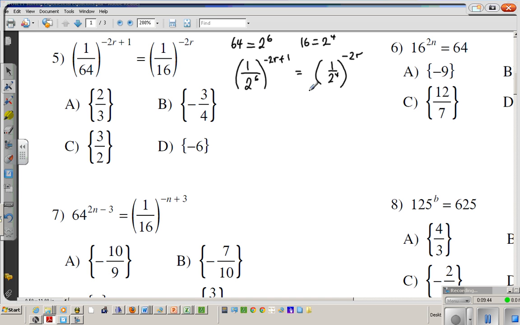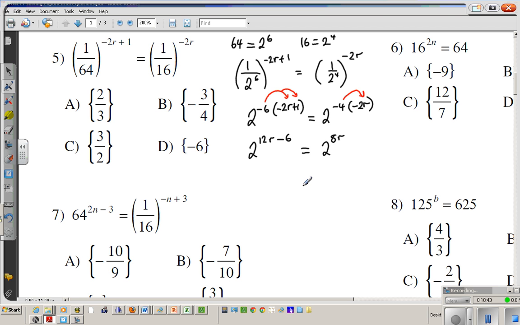Now I need these two to be the same base, so I'm going to reciprocate both of them. If I reciprocate these two, I'm going to have 2 to the negative 6 right there, and that times negative 2r plus 1. And then on the right side, I'm going to have 2 to the negative 4 times negative 2r. Okay, this just went upstairs and became negative, and this 2 went upstairs and became negative. All I'll do is distribute this to this and that, and distribute this to this, okay? So we're going to have 2 to the 12r minus 6, and on the right side is going to be 2 to the 8r. Remember, minus times minus is plus.